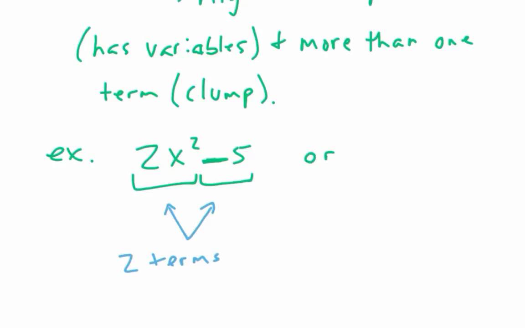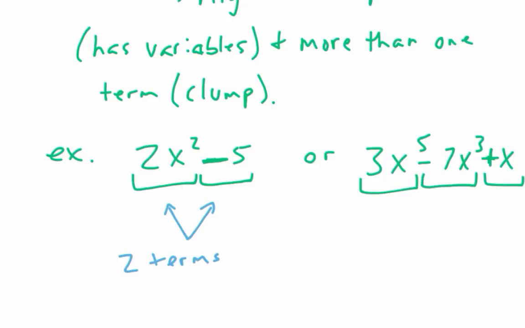Or if you wanted to throw another one in there, we'd have 3x to the 5th minus 7x to the 3rd, and then plus x. I'm just making up numbers now. So it could have x a couple times in there, each time to a different power. How many terms does this have? Three, yep, right on. One is the 3x to the 5th, one is the minus 7x to the 3rd, and one is the plus 1x. Each thing separated by a plus or a minus is a term.